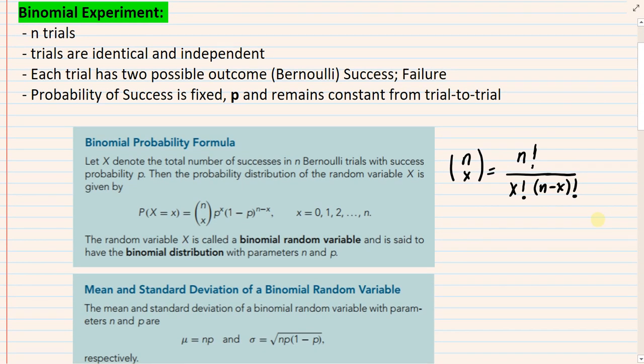And this formula, by the way, we could derive for you. Maybe we can do that later on, but we're not responsible for the derivation of the formula.